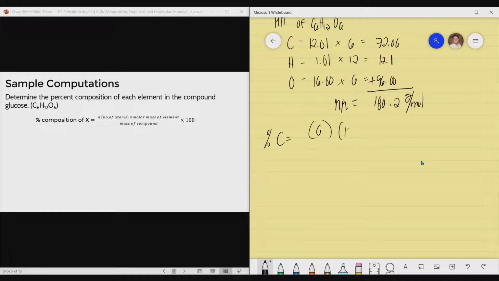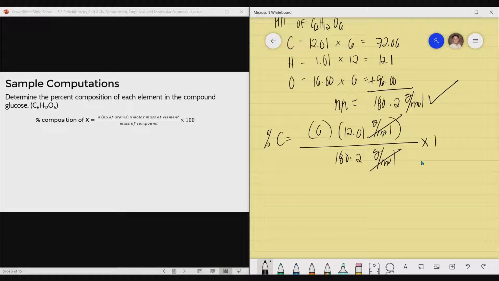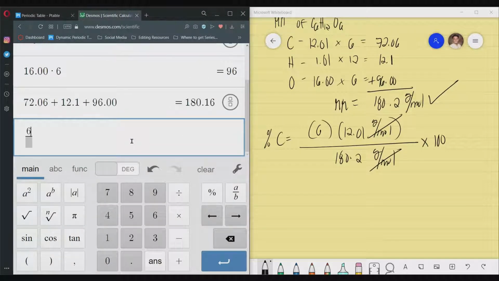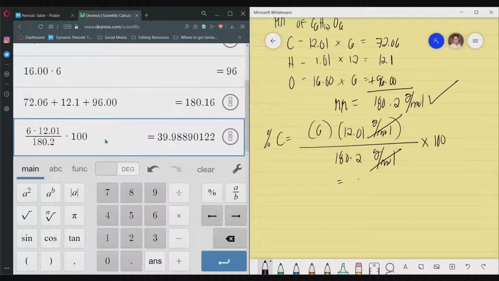Molar mass of the element for carbon is 12.01 grams per mole, all over the molar mass of the total compound, which is 180.2 grams per mole. Grams per mole will be cancelled, multiplied by 100. So that is 6 times 12.01 all over 180.2, and then times 100. I'll be getting the answer 39.99%. So let this be a consensus.